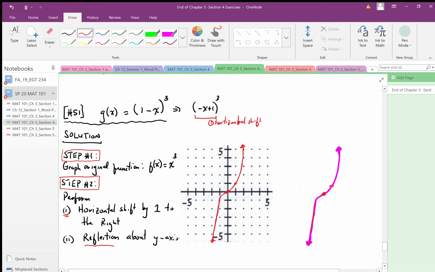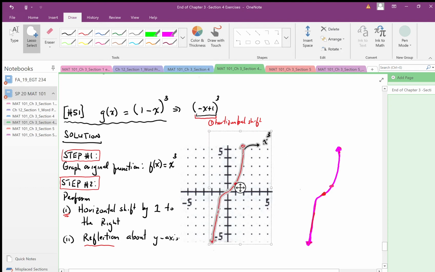So this is the basic graph, which is x cubed, right? Now it tells you and I that we have a horizontal shift. So if I make x to be 1, this whole expression right here goes to 0. So if I make it 1, that means I have to move my graph over to the right.